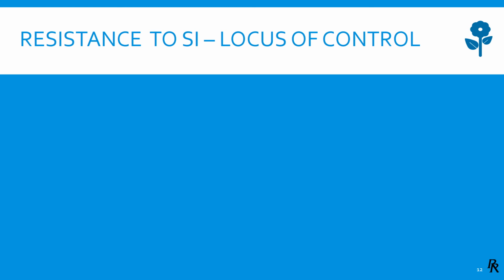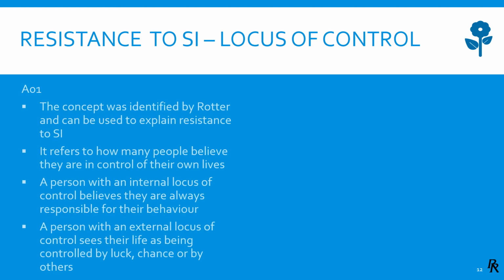Moving on to resistance to social influence. Not all of Asch's and Milgram's participants behaved as expected. This suggests that more people are resistant to social influence than others. So, starting with AO1, locus of control.